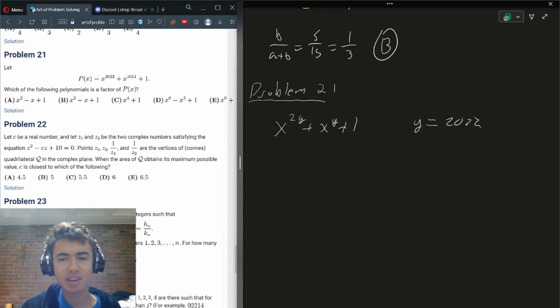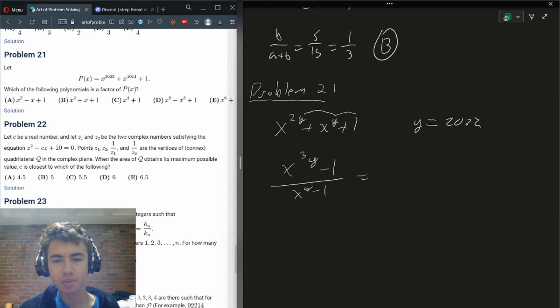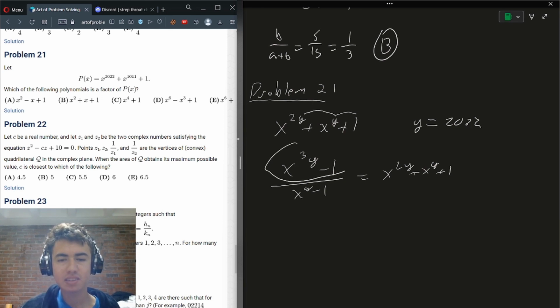And whenever you see exponents increasing by 1 at a time, like if you think of x to the y as a variable, then it's squared, then to the power 1, then to the power 0, you always want to think of a difference of powers, basically. And in this case, you want to write it like this: x to the 3y minus 1 over x to the y minus 1 is equal to our equation, right? x to the 2y plus x to the y plus 1. This is just a formula you should remember with the difference of powers. With that in mind, we can see that a factor of this equation will be a factor of the other one.